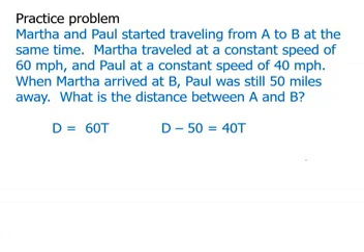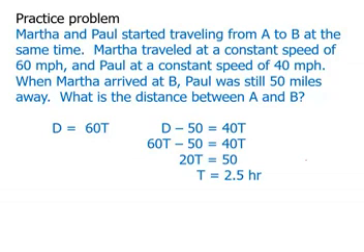For Paul, D minus 50, because at that same time he was 50 miles short of the city of B. So he went D minus 50, and his speed was 40, and the same time T. Well, notice now we have two equations with two unknowns. The first one is solved for D, so just plug it into the second one. We get 60T minus 50 equals 40T. Add 50 to both sides, subtract 40T from both sides, we get 20T equals 50. Divide by 20, we get T equals 5 over 2, or 2.5 hours.